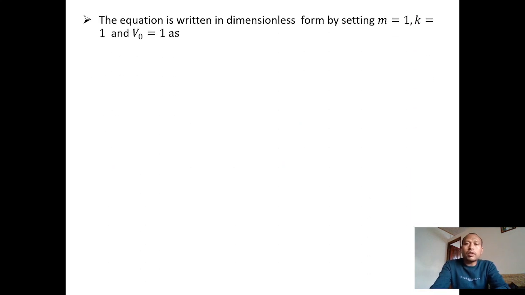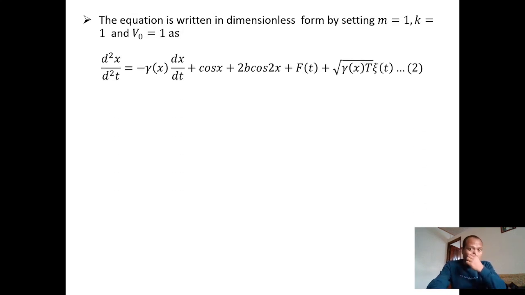So the equation 1, the Langevin equation, we reduce it to dimensionless form by setting m equal to 1, k equal to 1, and V0 equal to 1. So the equation in dimensionless form is given by this relation 2. Again here, this random fluctuation J(t) still satisfies the same statistics.